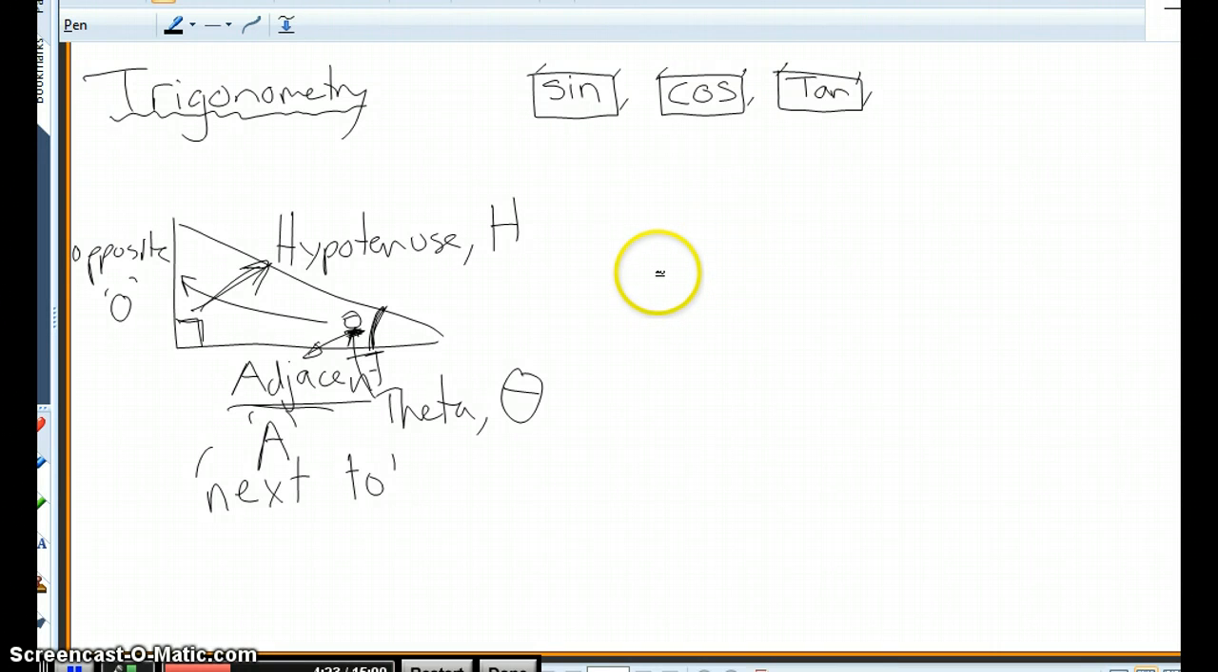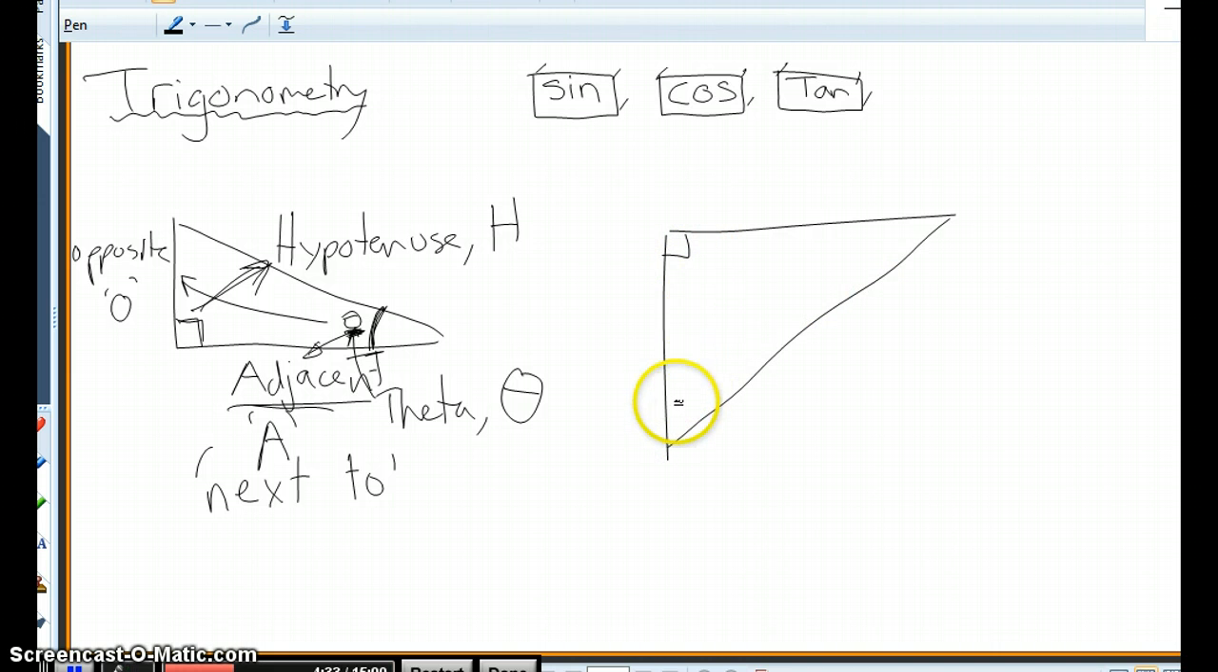So just quickly, if I change the orientation of the triangle, put the 90 degrees there, identify this angle, opposite the 90 degrees is called the hypotenuse, opposite the identified angle is called the opposite, next to the identified angle is called the adjacent.